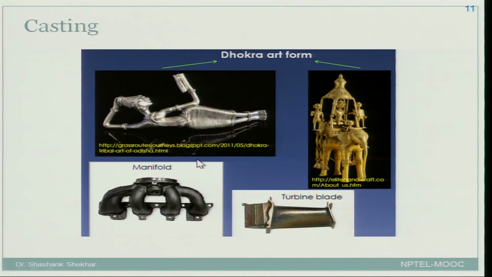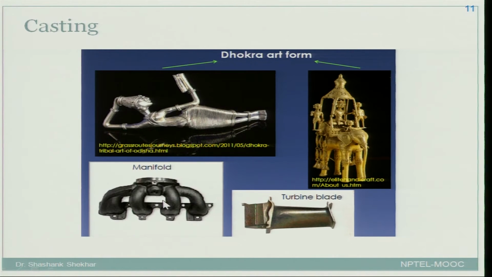Another very well known technique is casting. Now this casting has been in use from time immemorial, because our ancient civilizations were very well versed with these kinds of techniques for manufacturing or even for art forms. For example, these are dhokra art forms which are made using what is called lost wax forms. So these are something for decoration, but at the same time casting is also for utility purpose.